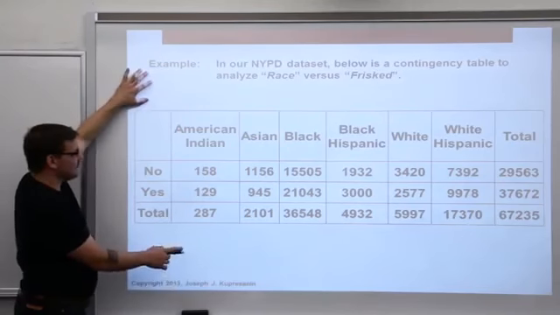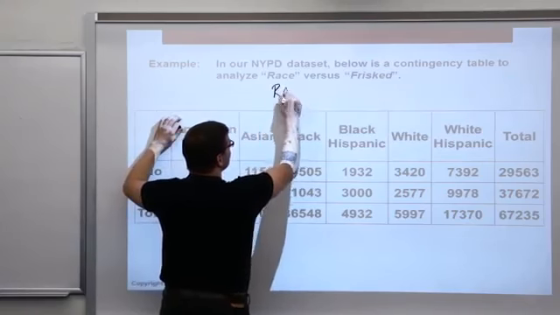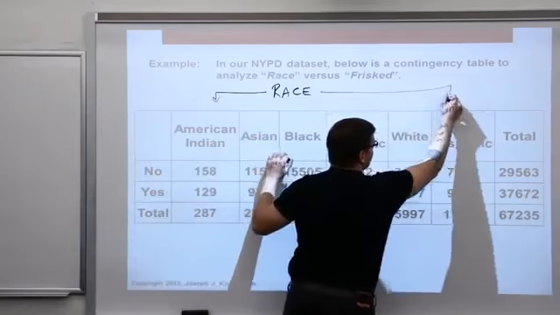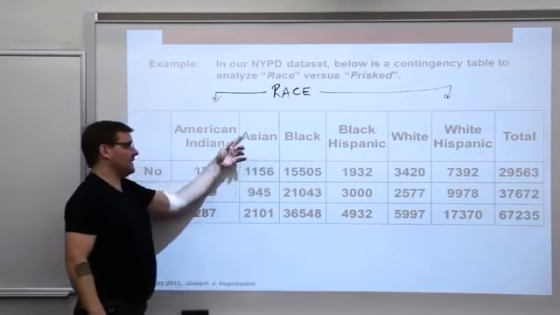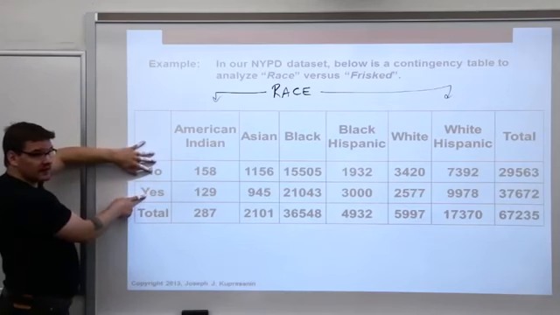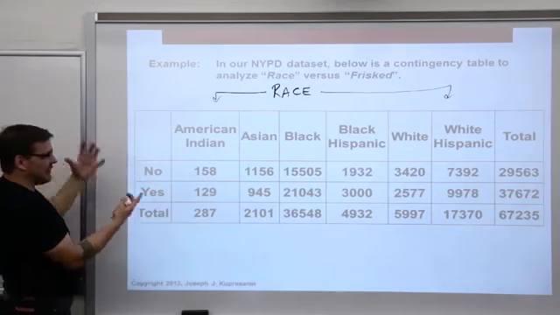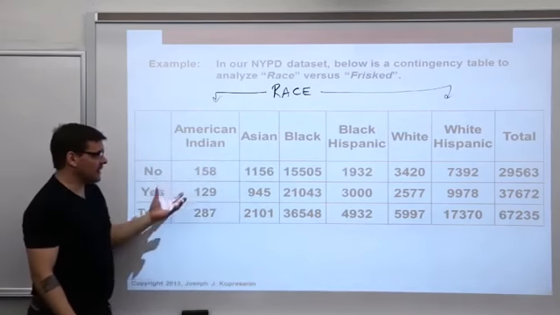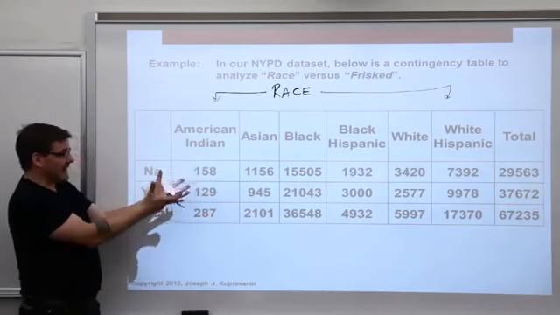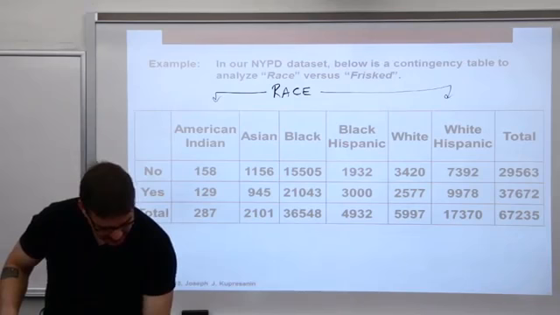Here's a contingency table. I have race as one variable up top. We're still working with categorical variables. The New York Police Department has 6 race categories, and then I have whether or not you were frisked. I'd like to know if the chances of you being frisked depend on your race. Are certain races more or less likely to be frisked? Okay, and we've got the data to support this. Let's see what the questions are.